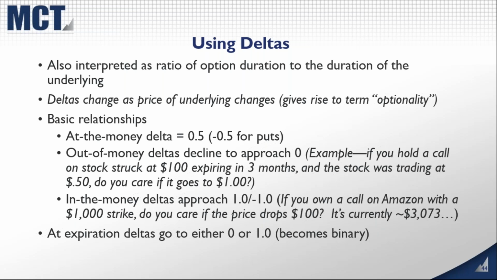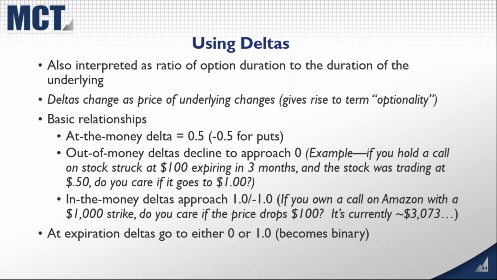Your base relationship is that an at-the-money delta is 0.5, basically half of the duration of the underlying asset, or for a put, it's negative 0.5. Out-of-the-money deltas decline to approach zero, okay? Whereas in-the-money deltas approach 1.0, and it's a 45-degree line. And at expiration, the deltas either go to 0 or 1.